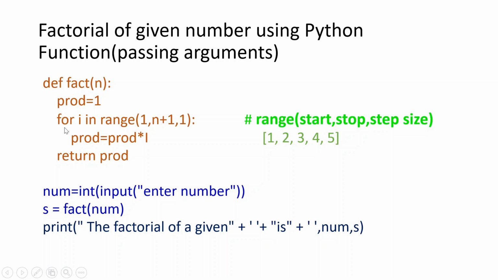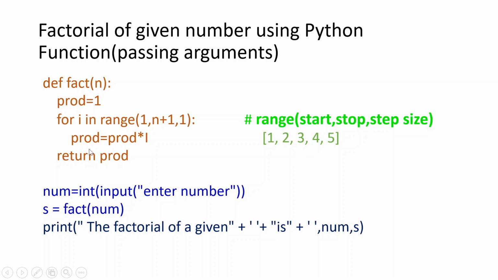By using a for loop we will calculate the factorial of that number. Now how: for i in range(1, n+1, 1). We have already seen the range function. This range function will give the list 1, 2, 3, 4, 5, because your start value is 1, n plus 1 is your stop, and the step size is 1. Each value created by the range function will be assigned to i. First, i is 1, then multiply with 2, then with 3, then with 4, and then with 5.